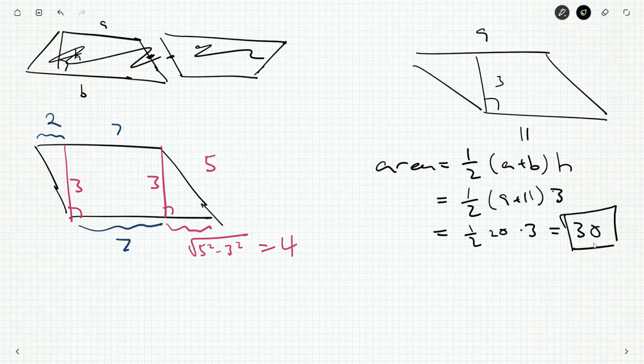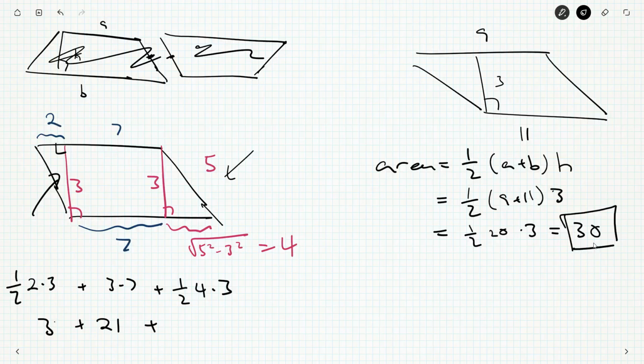So another way we could do this question is to say the area of this right angle triangle is 1/2 base of 2 times height of 3, plus this middle rectangle, which is 3 times 7 for the area, plus this triangle down here at the end, which is 1/2 base of 4 times height of 3. So this is 6 over 2, which is 3, plus 21, plus 4 times 3 is 12, divided by 2 is 6. 3 plus 21 is 24, plus 6. Once again, we get an answer of 30.